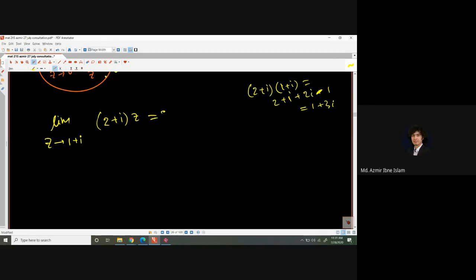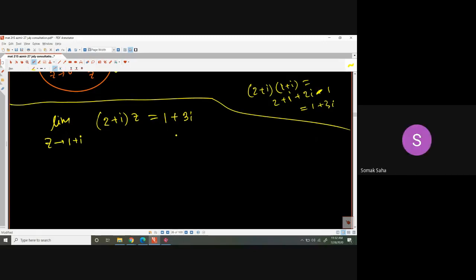Okay. So by using our general concept, we can directly say that the result of this limit is this. Is that okay? Now we are targeting proving that for this function f of z, when z is approaching 1 plus I, the result of this limit will be 1 plus 3I.